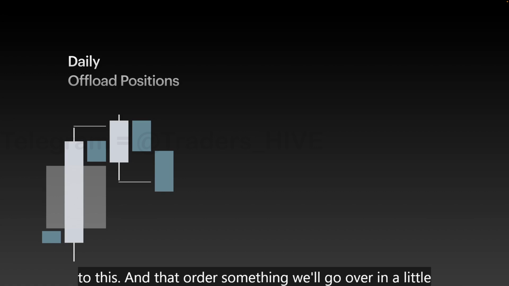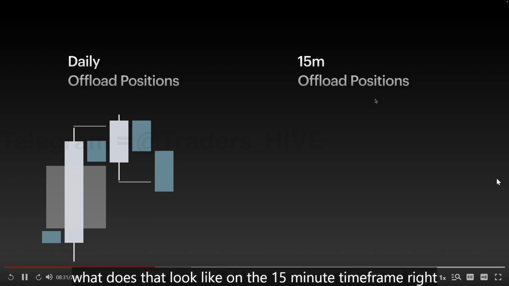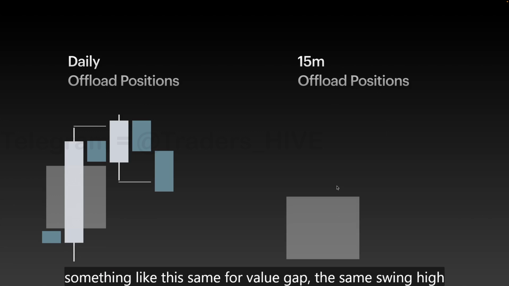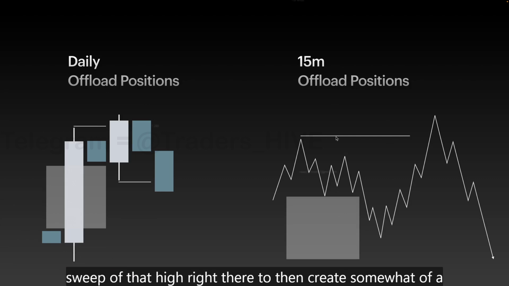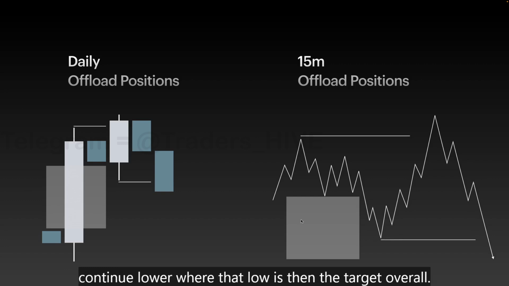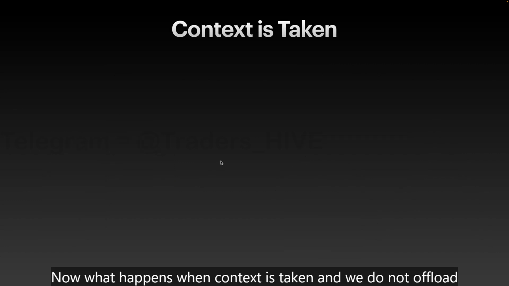So there's an order to this, and that order is something we'll go over in a little bit as well. Now, this daily offloading of those positions, what does that look like on the 15-minute time frame right there? Well, that looks something like this. Same fair value gap, the same swing high right there. And then instead of following through, we get a sweep of that high to then create somewhat of a sharp turn, to then eventually create bearish order flow to continue lower, where that low is then the target overall.